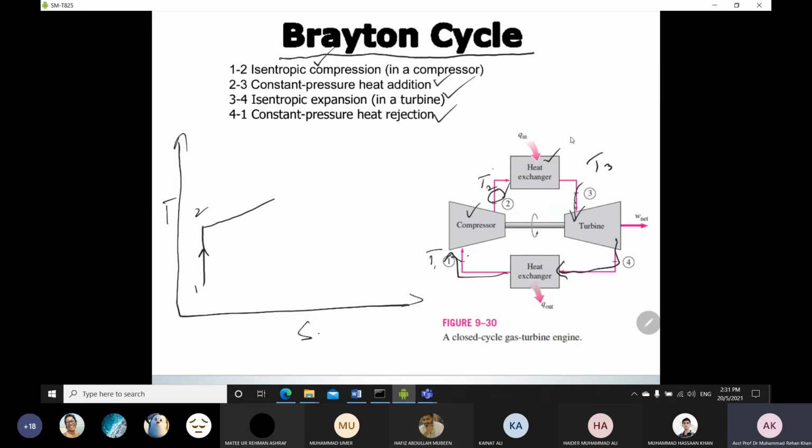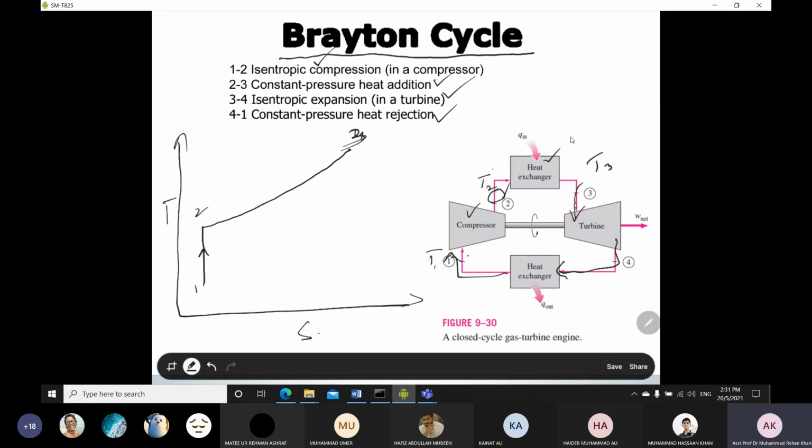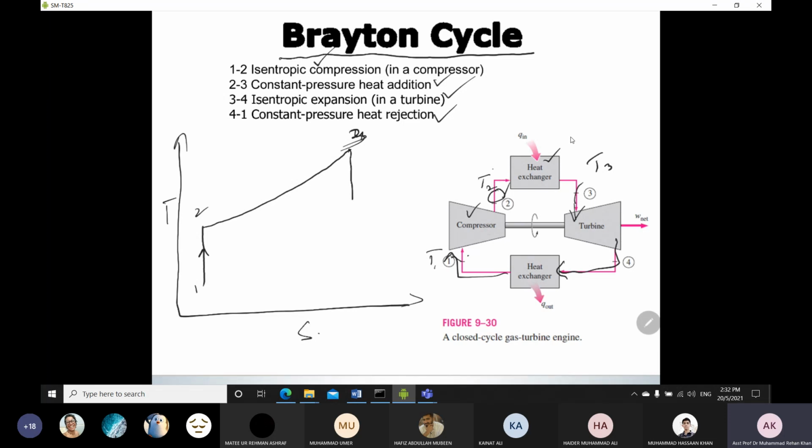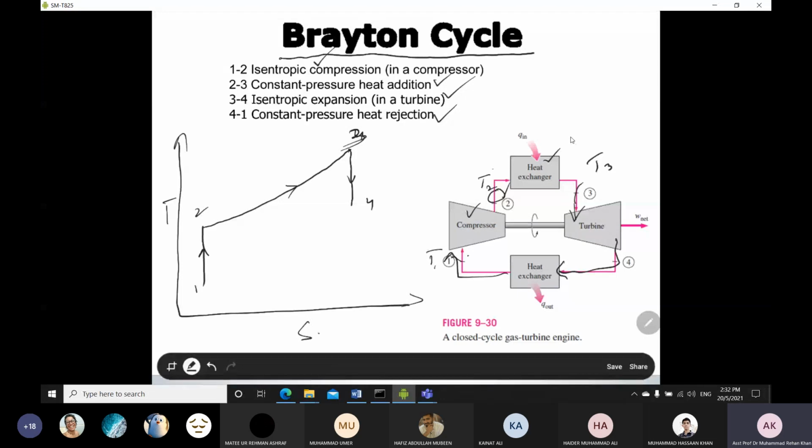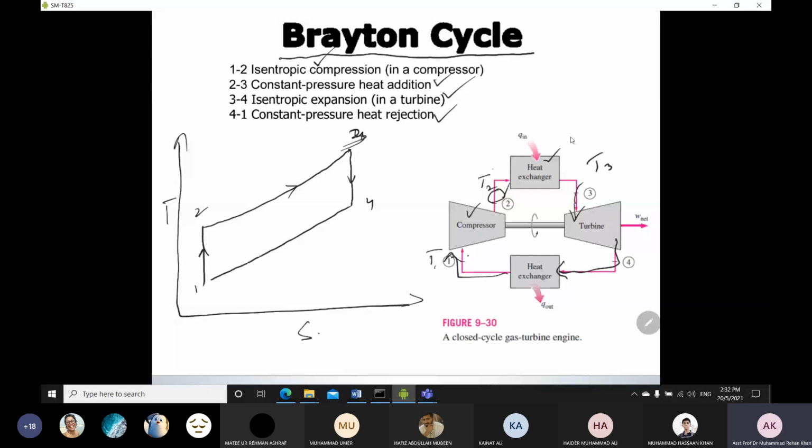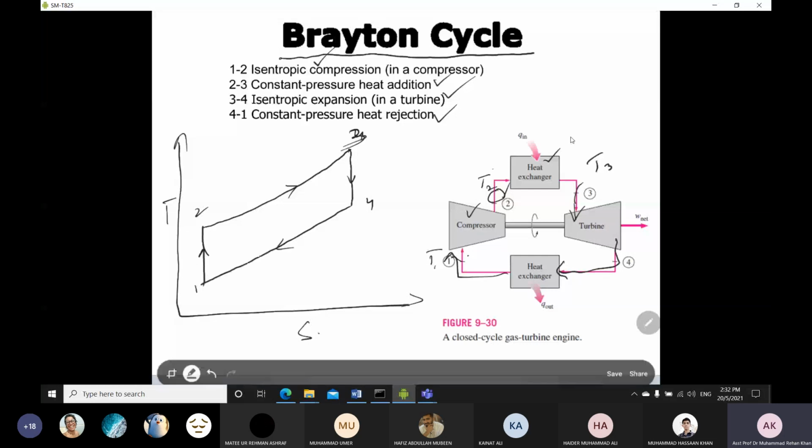So it will be drawn like this, with point number 3 somewhere higher compared to point number 2. Now 3 to 4 is again an expansion process and it takes place isentropically, so the temperature will drop as it reaches point number 4. Then there is a heat rejection process from 4 to 1. Whatever the temperature at point number 4, point number 1 will be below point number 4. So these are the 4 processes.